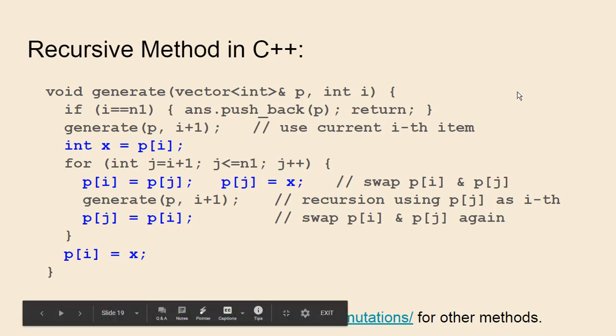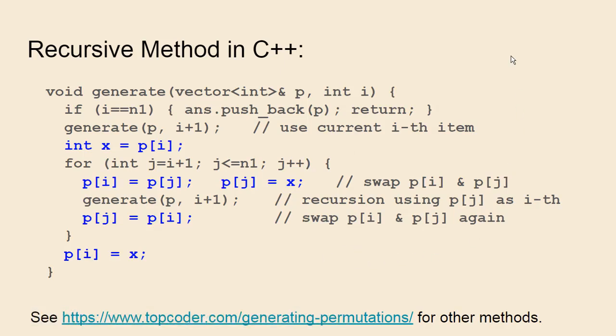I want to mention that there are many other ways of generating permutations. There's a tutorial on Topcoder talking about that. But I think it's important to know one way and to understand the idea of using recursion to do this. If you're interested, feel free to explore other methods.